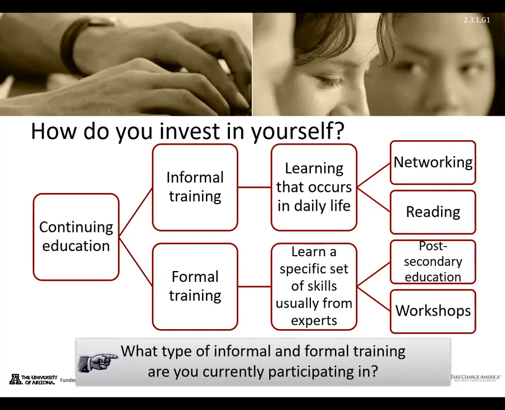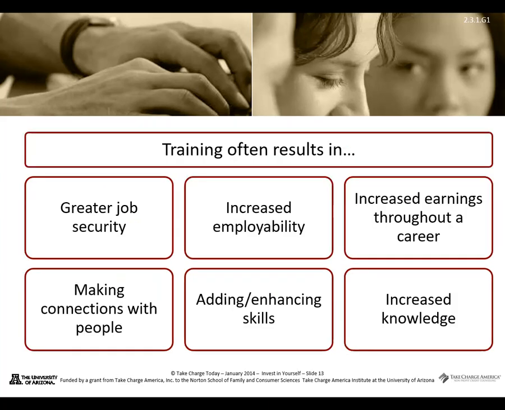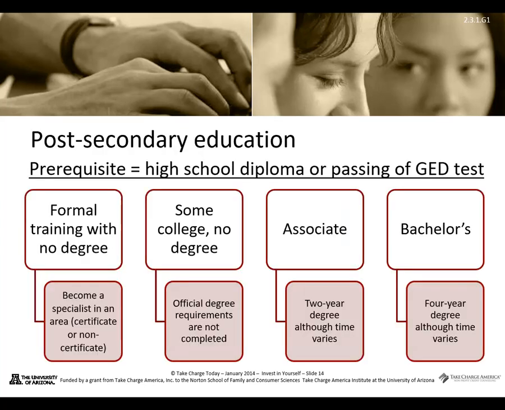Think about what type of informal and formal training you are currently participating in. Think about things like sports or club activities or just your homework, right? Informal and formal training is happening a lot of the time. Training gets good results. You get better job security. Your job's a little bit more enjoyable because you know what you're doing, less stress. You increase your earnings because you can demonstrate you're able to do more and more things. You make different connections with people, enhance your skills, it increases your knowledge. All types of good stuff that happen from just a little bit of effort into yourself, right?